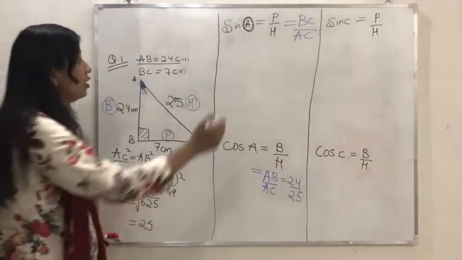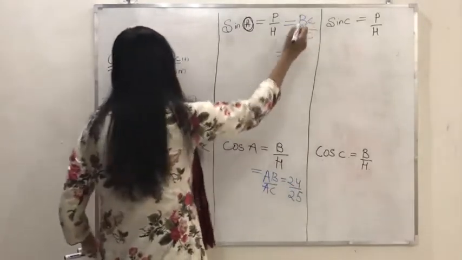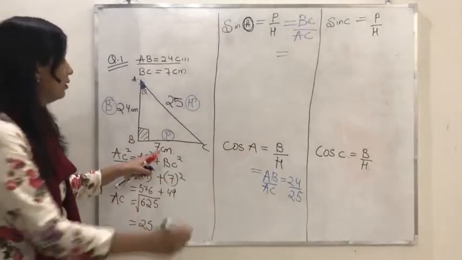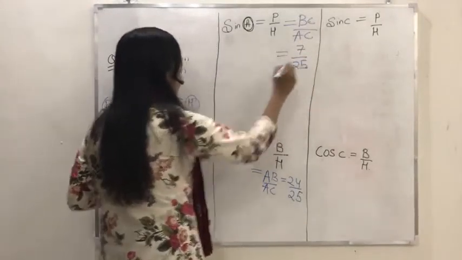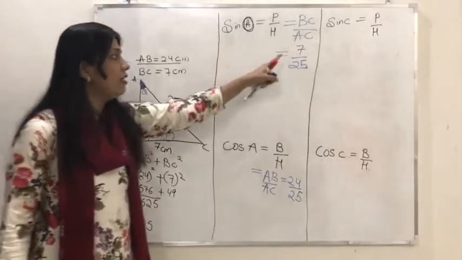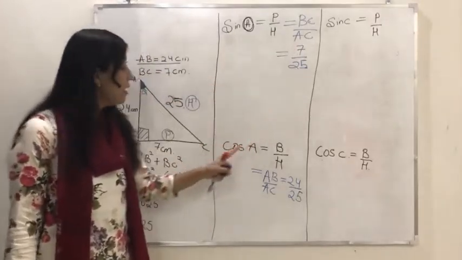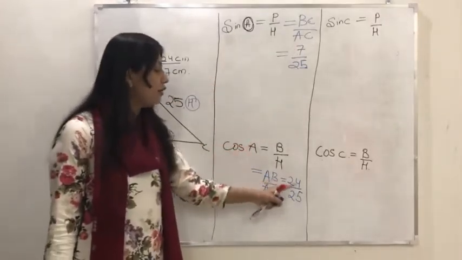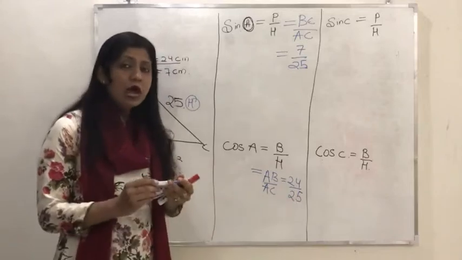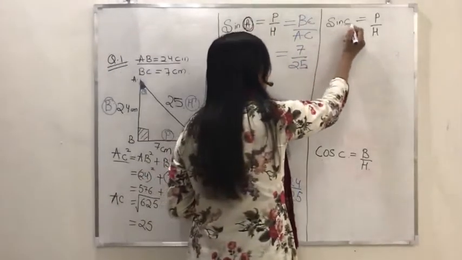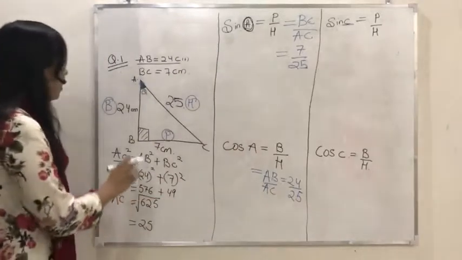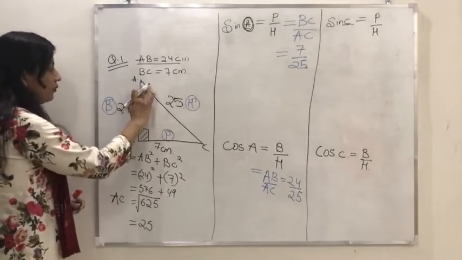Right? So here also we will put the values. Your BC is 7 and AC is 25. So your sin A is 7 upon 25 and your cos A is 24 upon 25. Now what we want to find, instead of A, here what is given? C.